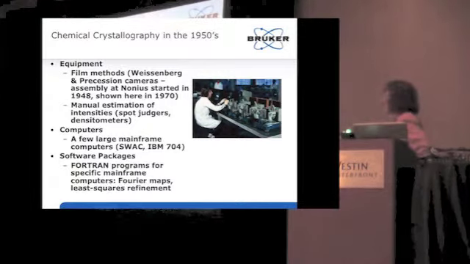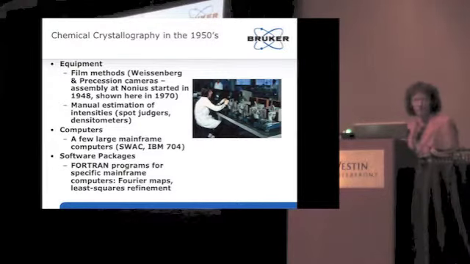Well, certainly within the memory of many people here, you had to measure the film by eye. So you had graduated film with spot judgers, who were typically young women employed to do this, I understand, and then later auto-densitometers. A few large mainframe computers were starting to come into being, the National Bureau of Standards computers and an early IBM, and programs were starting to be written for those mainframes.